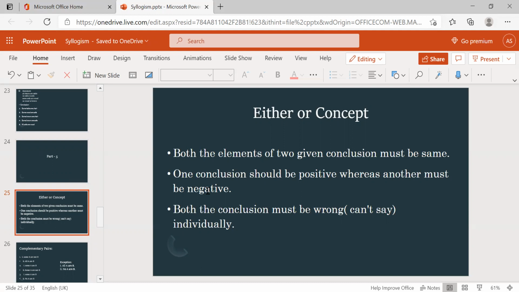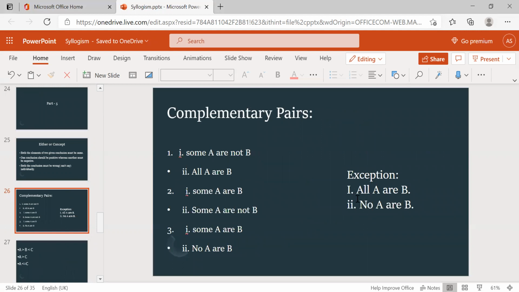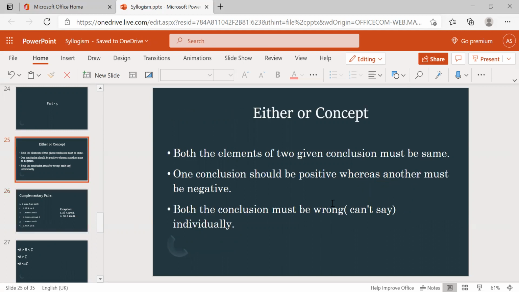One more important thing we discussed yesterday is the exception case. I'll show you here. We do not consider these as complementary pairs: all and no, because these are the stable words. And the third condition: both conclusions must be wrong individually. What does that mean? If you check individually, both conclusions will be wrong.